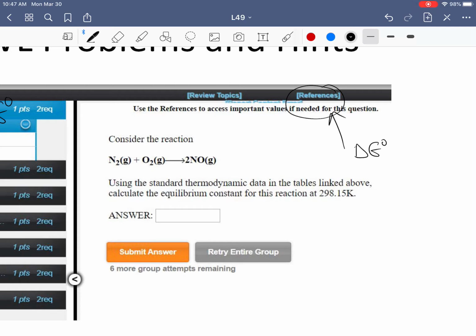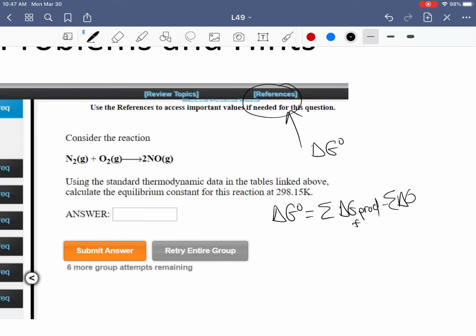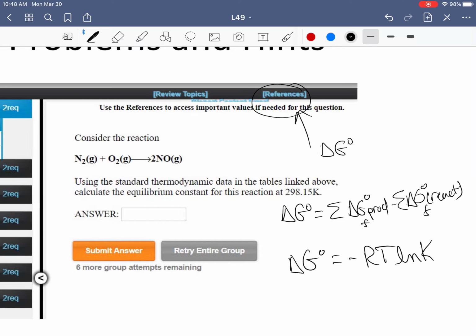This is to test how you can use delta G naught, and you're going to sum up the free energies of the products minus the free energy of the reactants. Products minus reactants. These are the formations, so you're going to go look these up in the table. Once you've got your delta G naught, this relates to your equilibrium constant, whatever the equilibrium constant may be, and then you've got to solve for K.